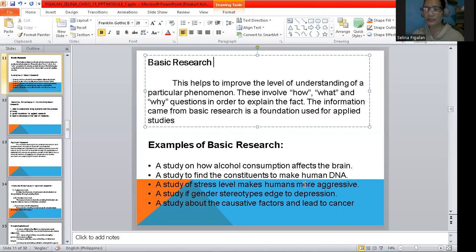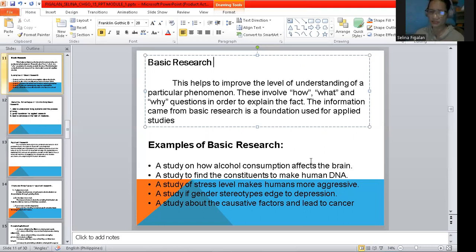Okay, that is under the basic research. The study of gender stereotypes and depression. Okay, so kung ang cause ba, ang gender ba ay nakakaapekto sa depression ng tao. This is how, sabi niya, it involves explaining the facts using the questions how, what, and why. A study about causative factors that lead to cancer.